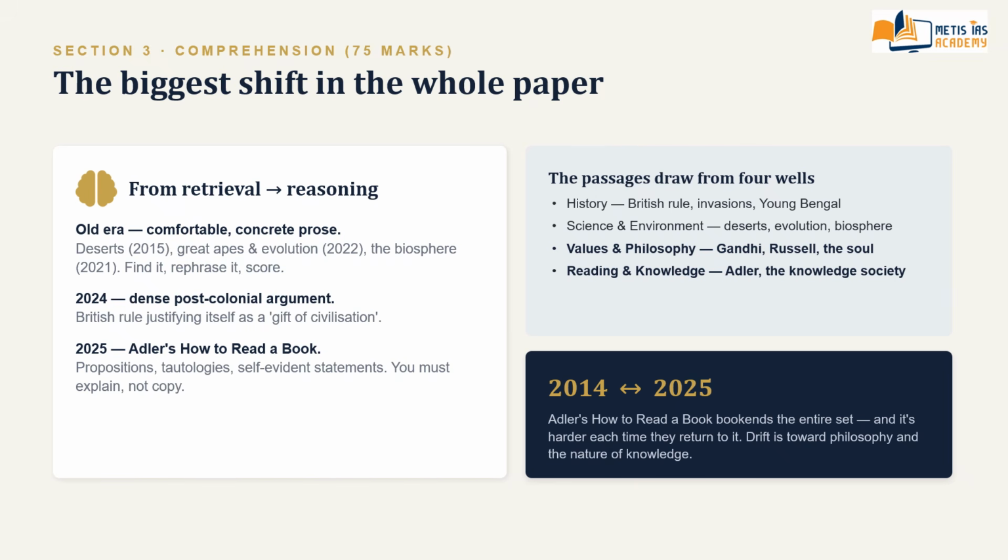Here is a detail that should make you sit up. The same How to Read a Book territory appeared right back in 2014 also, when the comprehension passage was about building a complete reading program. So Adler's work effectively bookends this entire 12-year set, 2014 and 2025. So the examiner clearly likes this, and it's getting harder each time they return to it.